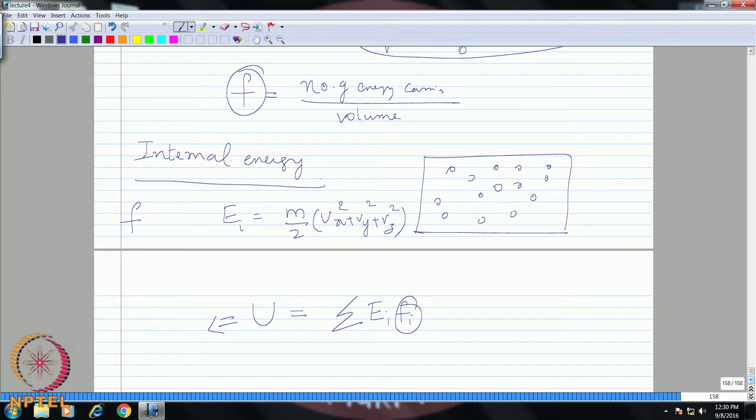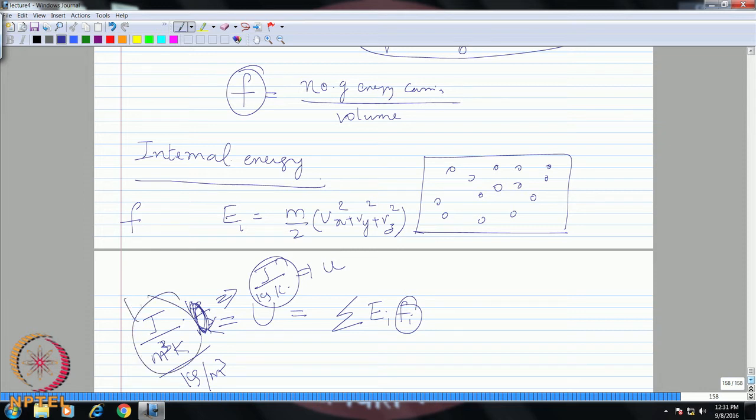Okay. So, the units of this will be what? Joule per meter cube. Therefore, you have to divide it by density, kg per meter cube, and then you get joule per kg. So, this will be your specific internal energy. Usually we use the small u to denote that, and this is your total internal energy, but per unit volume.